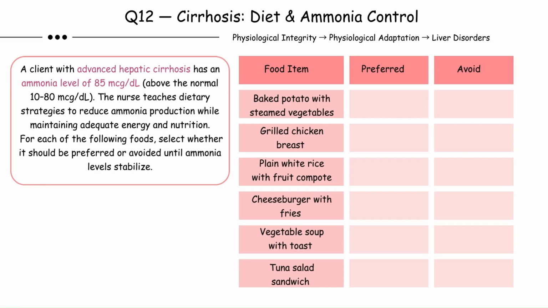The correct pattern is preferred: baked potato with steamed vegetables, plain white rice with fruit compote, vegetable soup with toast. Avoid: grilled chicken breast, cheeseburger with fries, tuna salad sandwich. Let's look at the reasoning behind the preferred foods first.